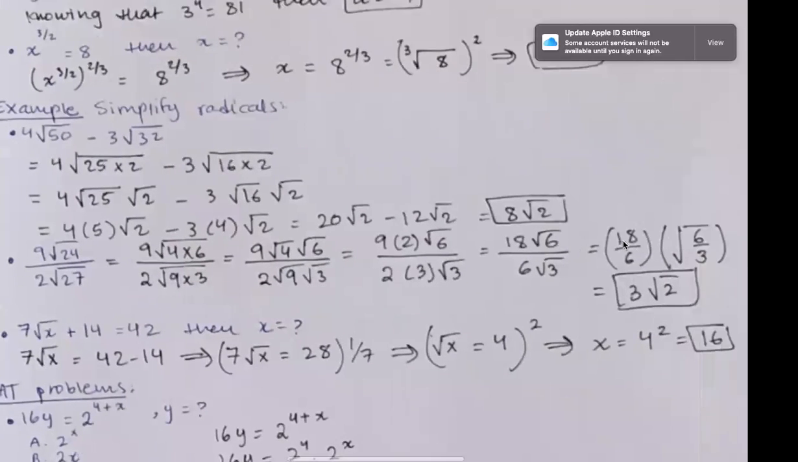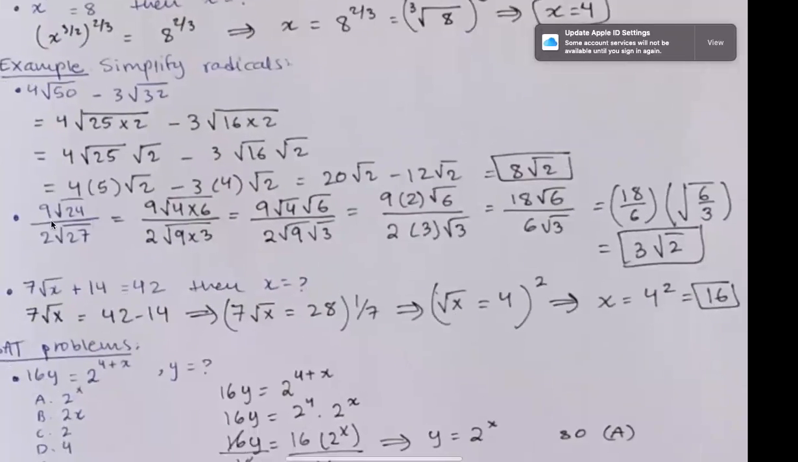Okay, good. And then you have the same concept here. You have 9 multiplied by the square root of 24, divided by 2 multiplied by the square root of 27. Rewrite 24 and 27 under the radical to make it easier. So we get 4 times 6 on the top, and in the bottom 9 times 3. This way we can distribute the radical over 4 and 6 and 9 and 3. We get this expression here.